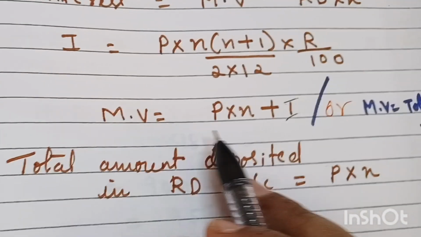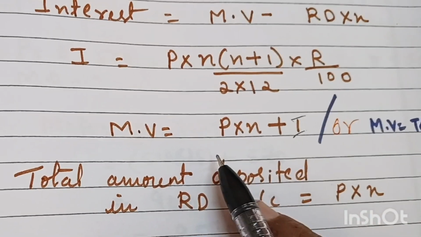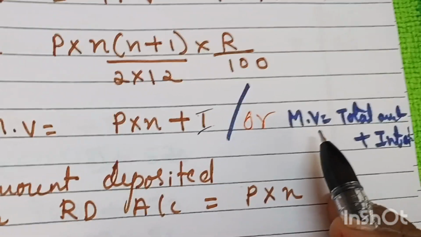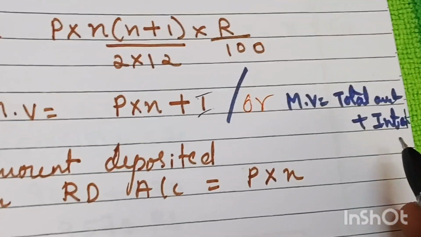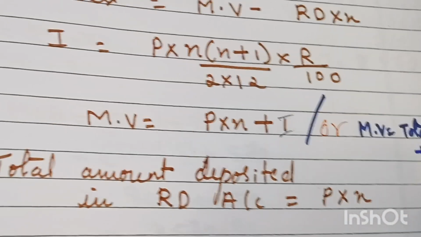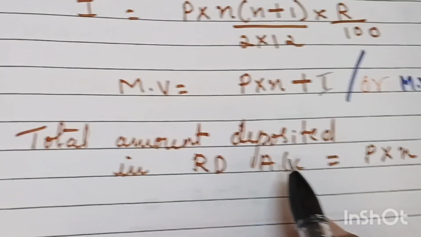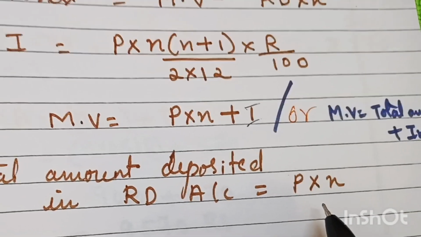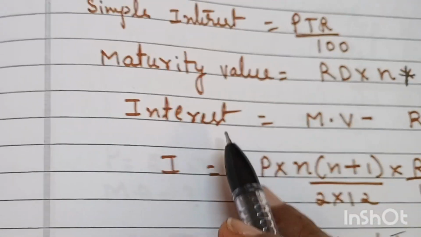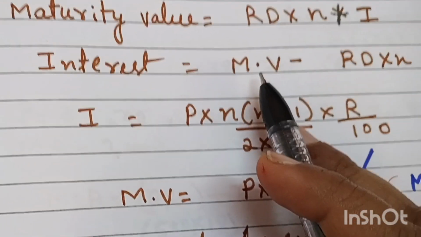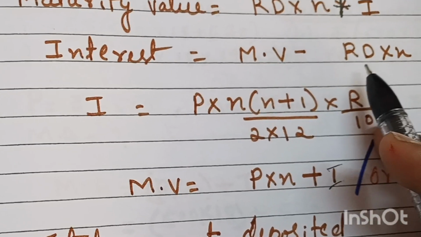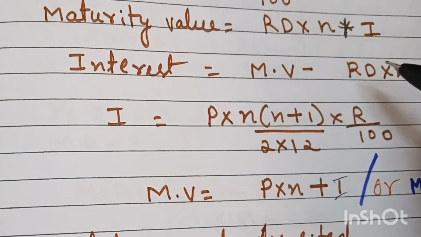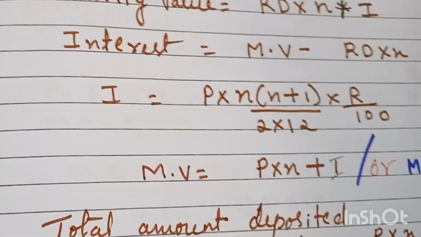Then the maturity formula: P into n plus I, where principal into n is the total amount. So maturity value is equal to total amount plus interest. The total amount deposited in a bank RD account is P into n, principal into n. Then to find the interest, it is maturity value minus total amount, where the total amount is P into n. Maturity value means RD into n, this also we can use.